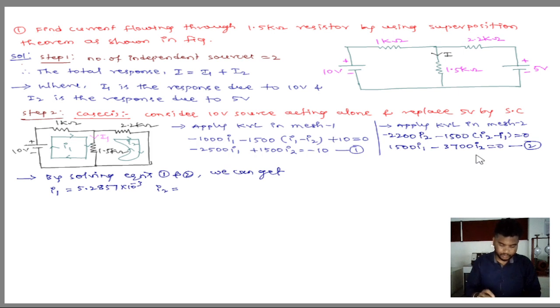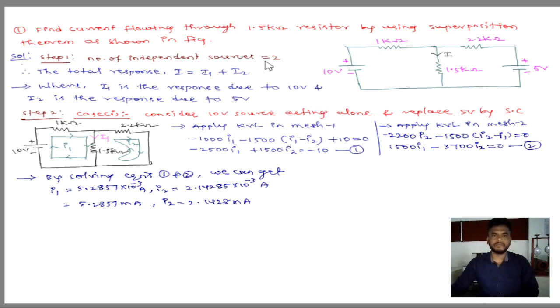And I2 is equal to 2.14285 into 10 power minus 3 amperes. Then write in milliamperes. I1 is 5.2857 milliamperes, and I2 is equal to 2.1428 milliamperes.